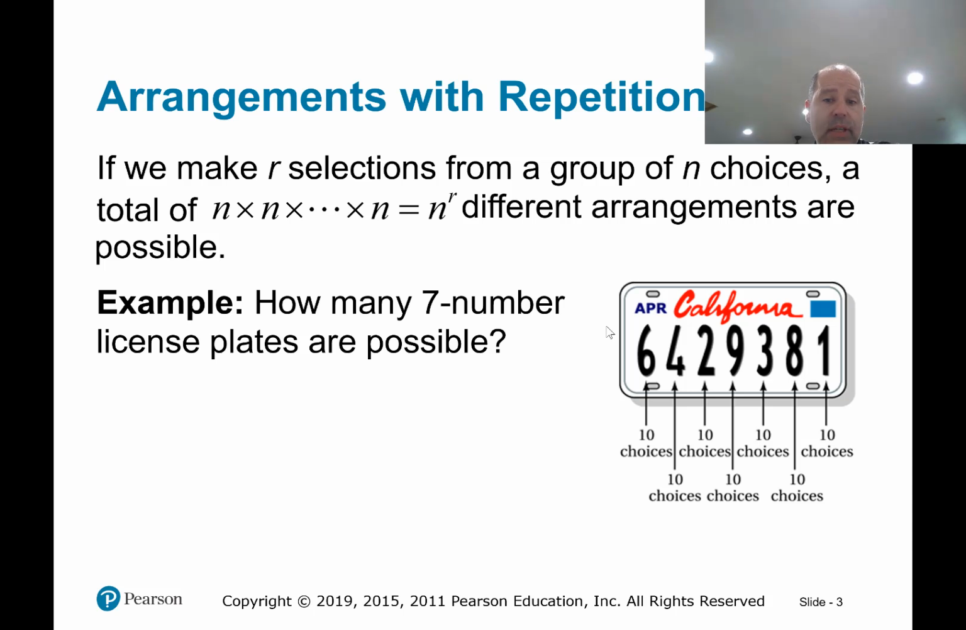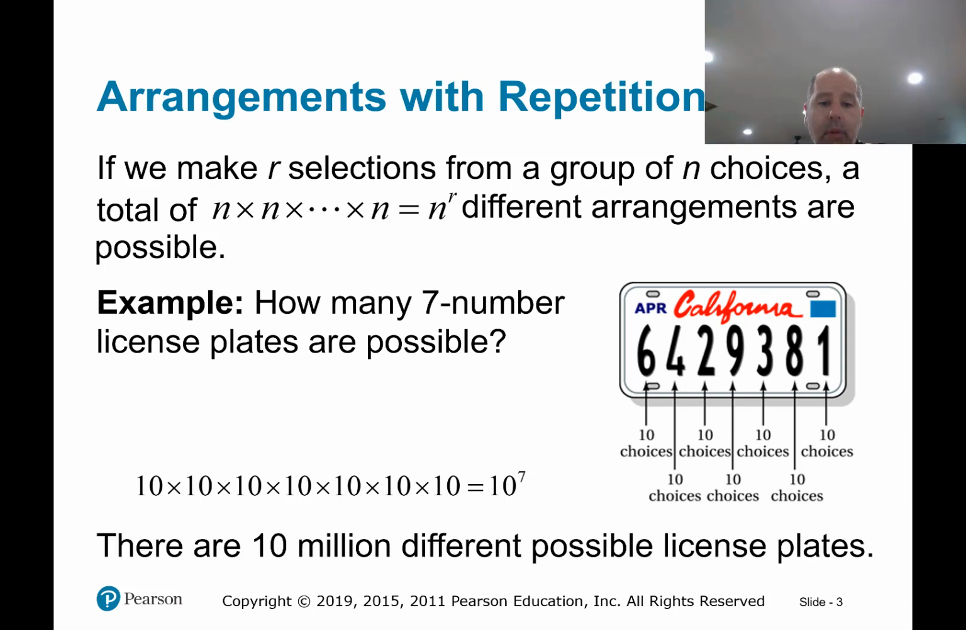Okay? And so since there are 7 numbers, then we basically take 10 times itself 7 times. And so there are 10 million different possible license plates.